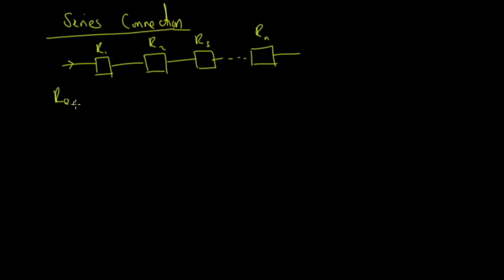So the R equivalent, which is the equivalent resistance, would be equal to R1 plus R2 plus R3 plus dot dot dot Rn. It simply means you have to add all the elements that are in series. Sometimes you can be given a planar network. A planar network has series and parallel connections. In that case, this is what I need you to do. The series connection is simple. You just add all the elements that are in series.